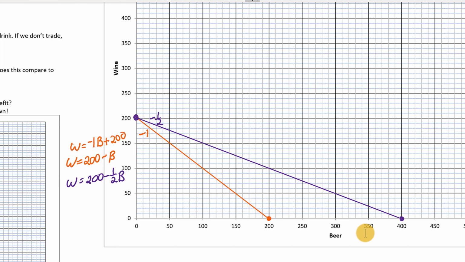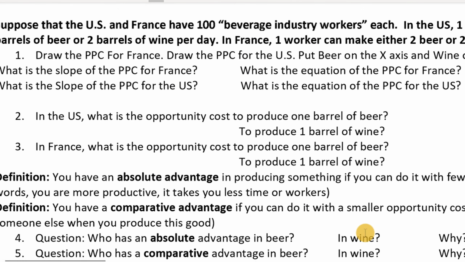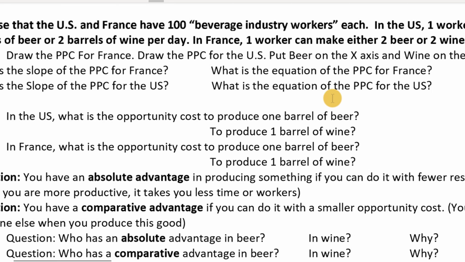Let's go on to problem number 2. In question number 2, it says, okay, in the United States, what is the opportunity cost to produce 1 barrel of beer? So if we want to produce 1 more barrel of beer, how much wine do we have to give up producing? Let's go back to the graph.